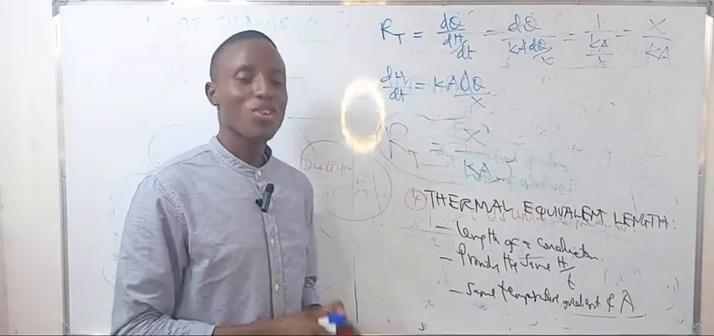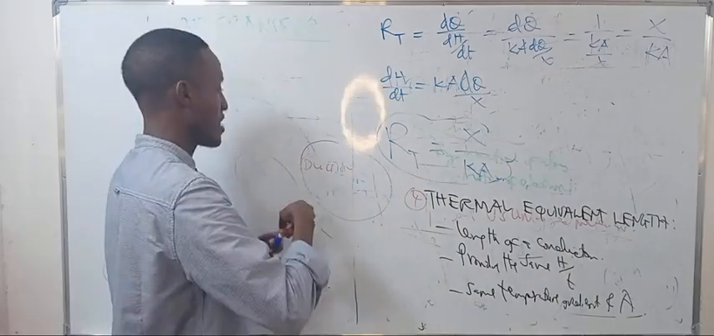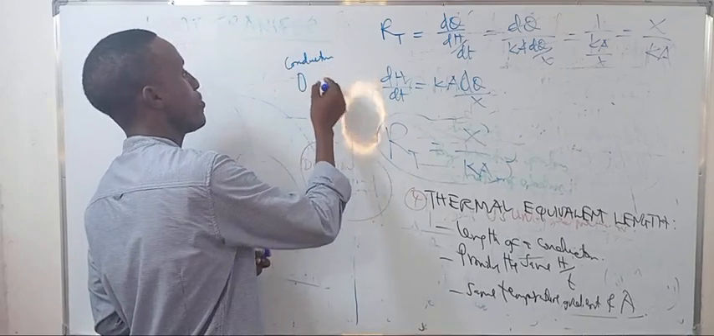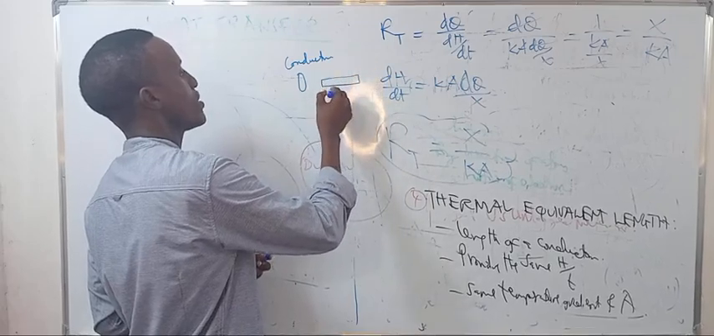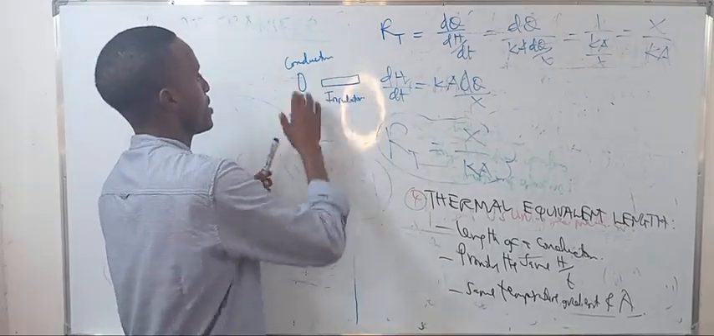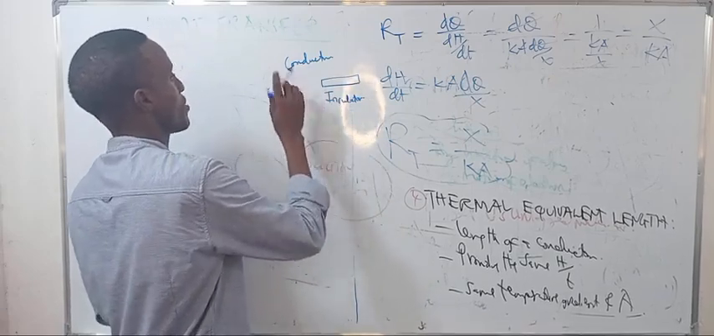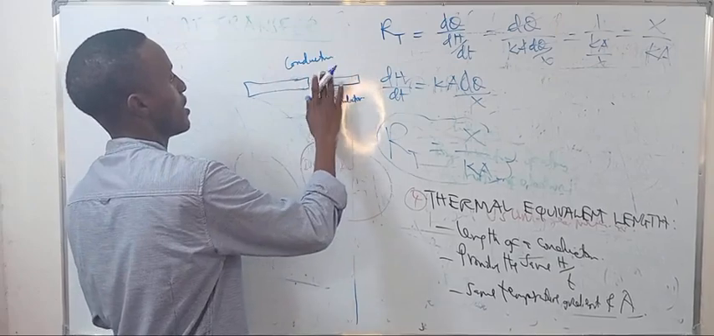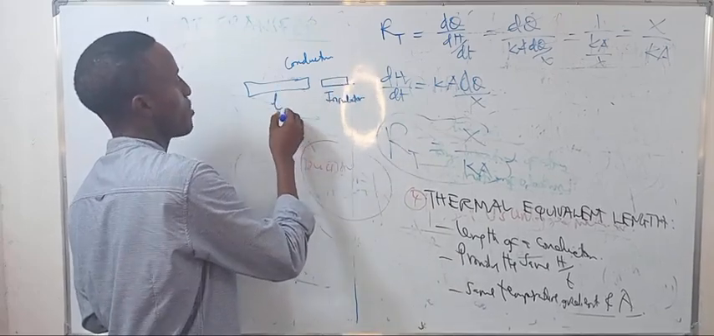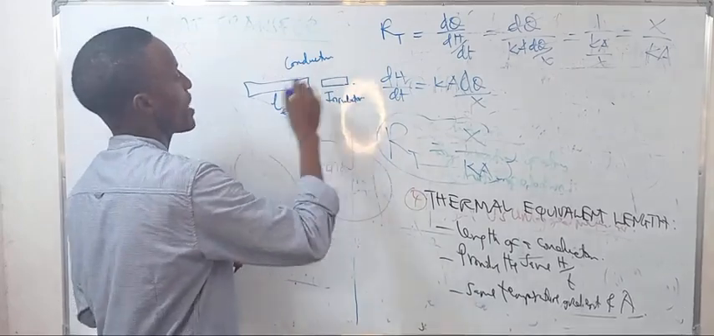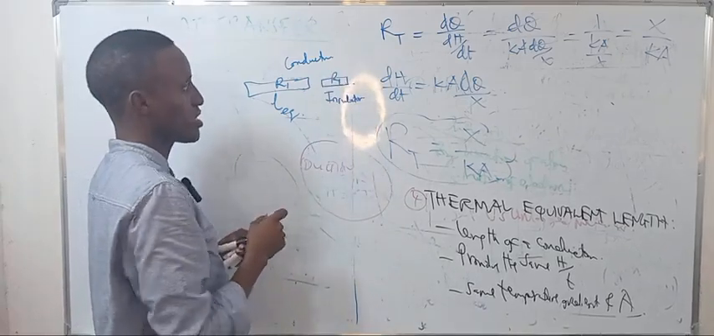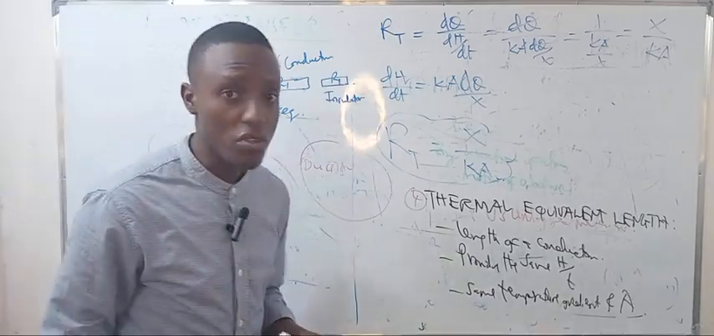Under those conditions, if I don't see those three terms in your definition, you are wrong. Summarizing this: if this is the conductor and this is the insulator, this length of the conductor will be the thermal equivalent length to this one if they have the same rate, because the insulator conducts very slowly. Take time to think about that.